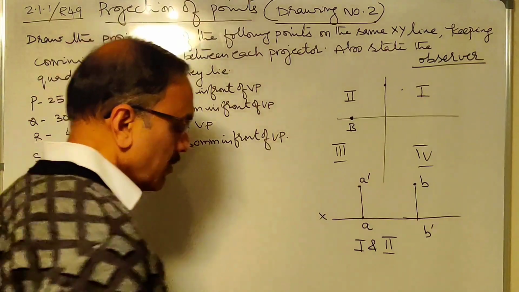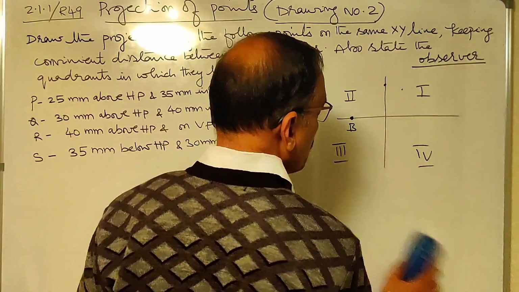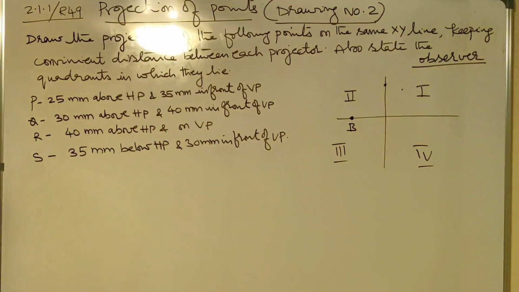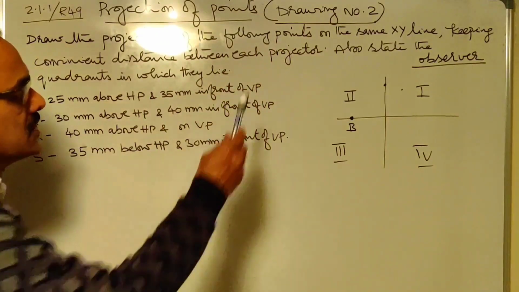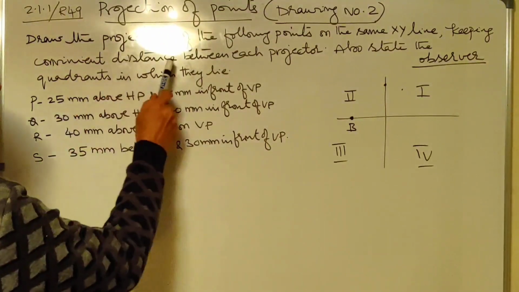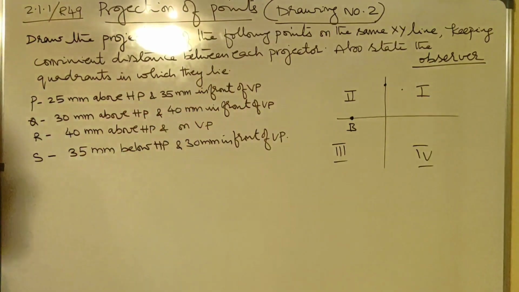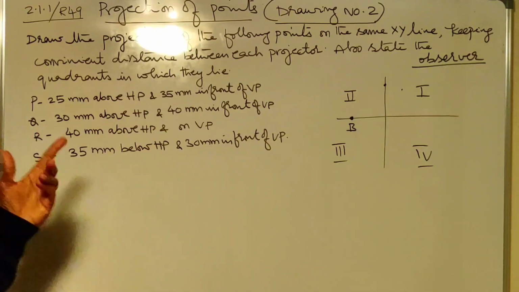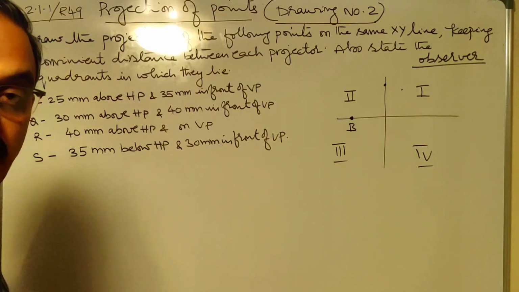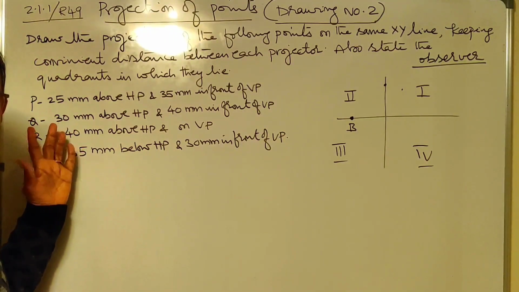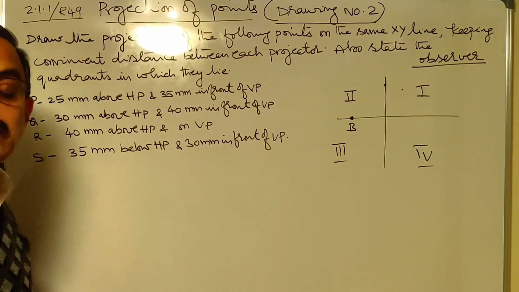Now let us come to the first problem. First problem of drawing number 2. Let me read out the problem for you. Draw the projections of the following points on the same XY line, keeping convenient distance between each projector. Also state the quadrants in which they lie. You are given 4 points. You are asked to draw their projections on the XY line. You can use the common XY line, and then you have to draw their projections, and also you must note the quadrant in which they lie.